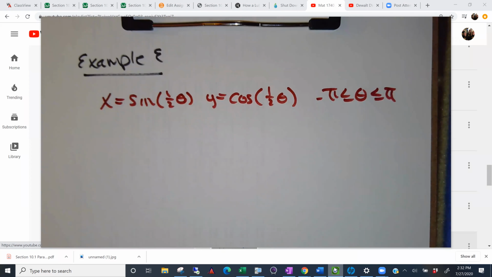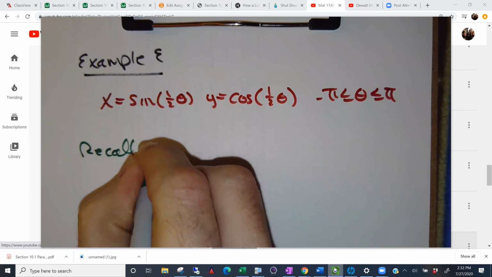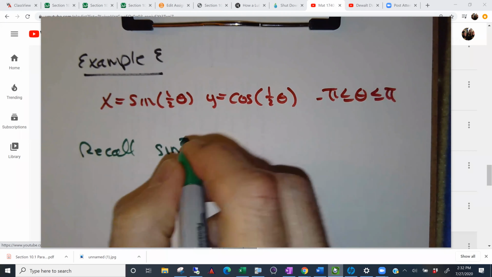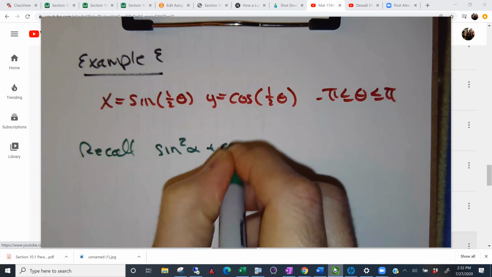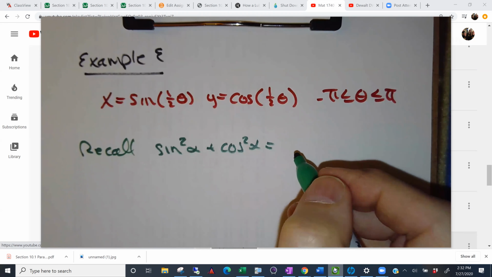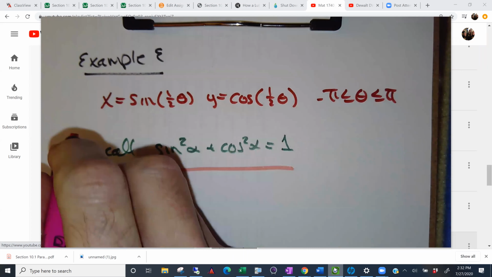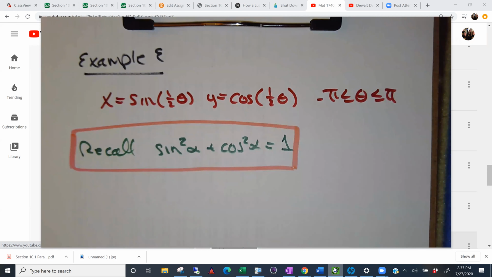Not bad. There's a trick in eliminating the parameter here. And the trick goes back to something that you might do well to recall, and that is sine squared of alpha plus cosine squared of alpha. What does that equal? 1. Thank you. All right, so let's just keep that in mind as we work with this problem. And this will actually get us out of a lot of trouble with a lot of our parametric equations.